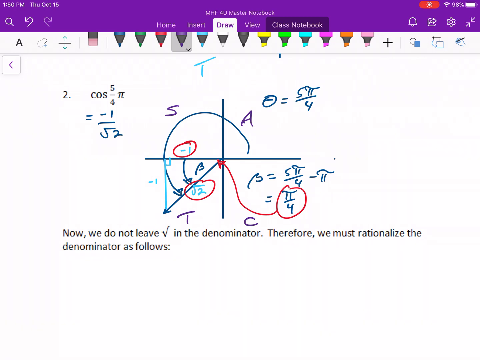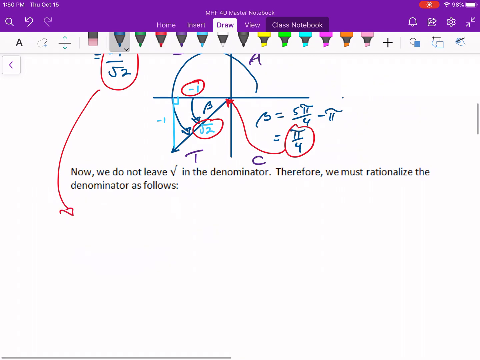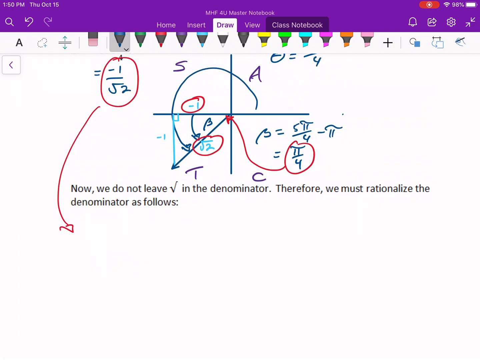Now this is our answer, negative 1 over root 2, but as it says just below this, we don't leave root signs in the denominator. Therefore, we do what's called rationalizing the denominator, and we're going to multiply the top and bottom by the same number to get rid of that square root. So I'll take that negative 1 over root 2. And what's going to get rid of the square root on the bottom is if I multiply by the same thing. So if I multiply root 2 by root 2, the two square roots cancel out and I'm just left with 2. But if I multiply by just that on the bottom, I'm changing my answer.